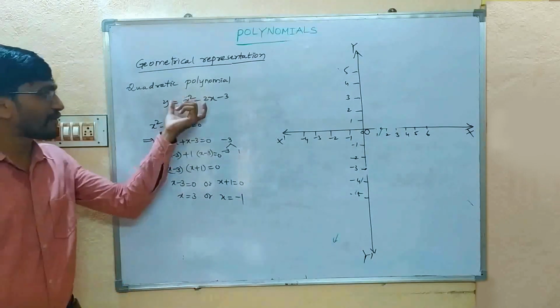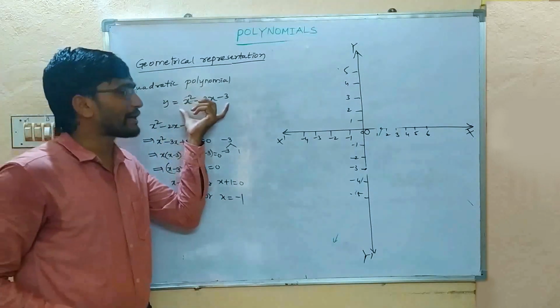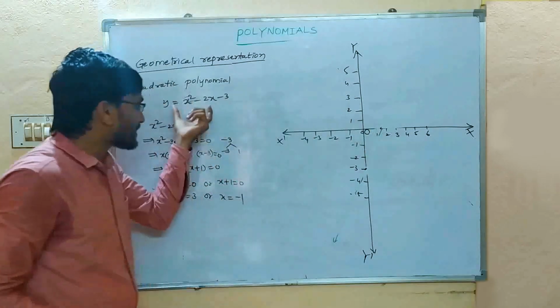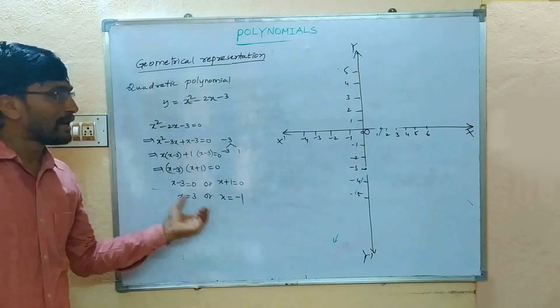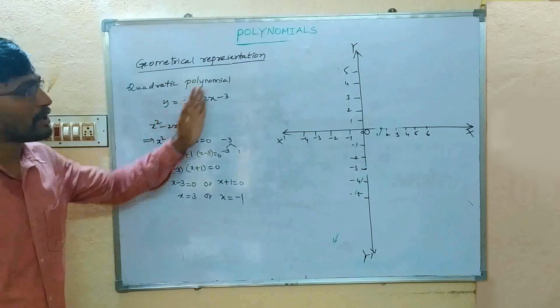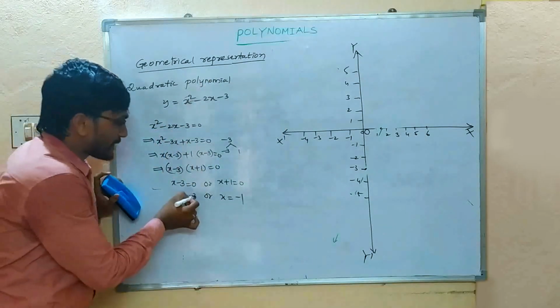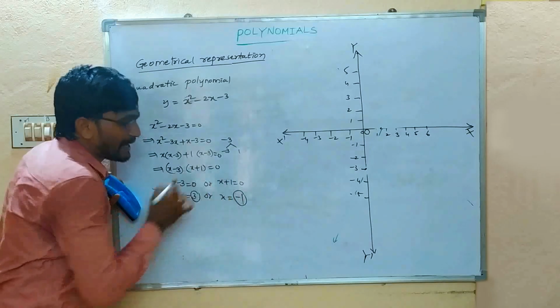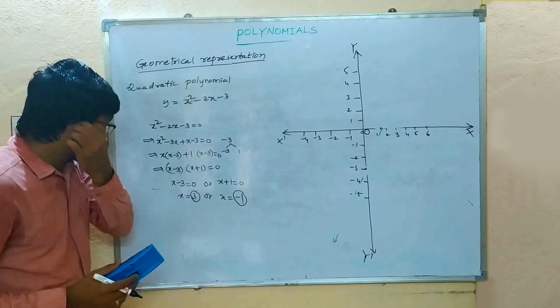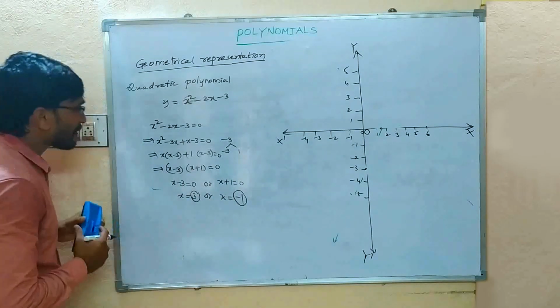So when drawing the graph of quadratic polynomial, first we have to calculate the zeros of that polynomial. Then after we can draw a table. Then we can draw a graph of that polynomial. So here the zeros are 3 and minus 1. So how can we draw the table? Very simple.